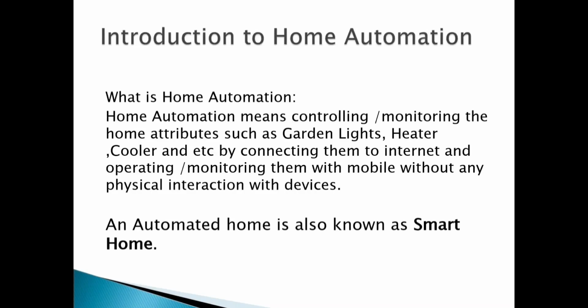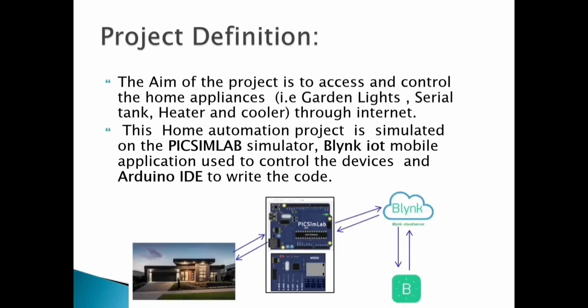Introduction to home automation. What is home automation? Home automation means controlling or monitoring the home attributes such as garden lights, heater, cooler, etc. by connecting them to internet and operating or monitoring them with mobile without any physical interaction with devices. An automated home is always known as smart home.